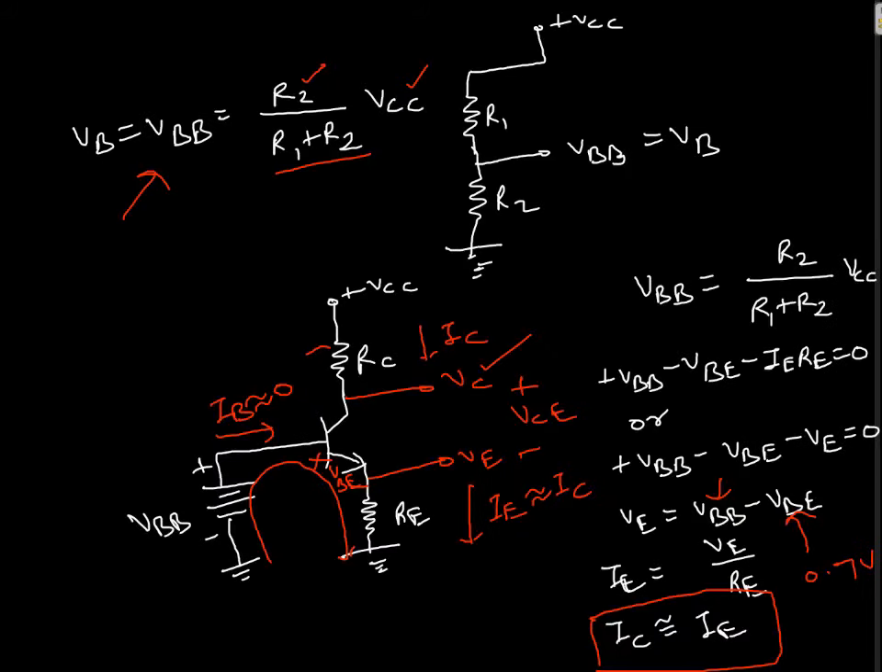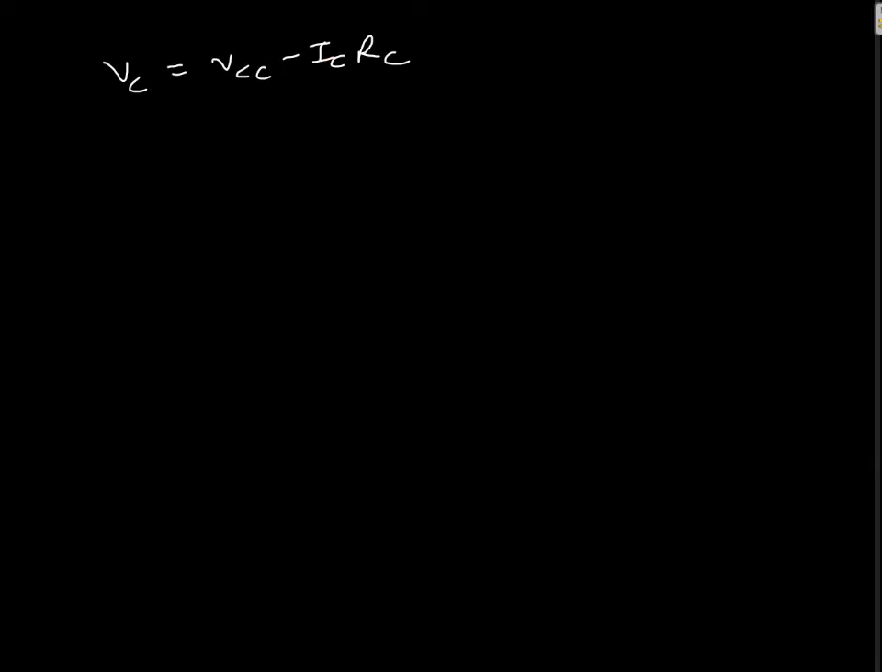See, the voltage drop across this resistance will be ICRC, and this voltage we have to find is VC. So from VCC, this voltage minus this voltage is this voltage. So VC equals VCC minus ICRC. Now we need to find out the value of VCE. So VCE will be VC minus VE as per definition.